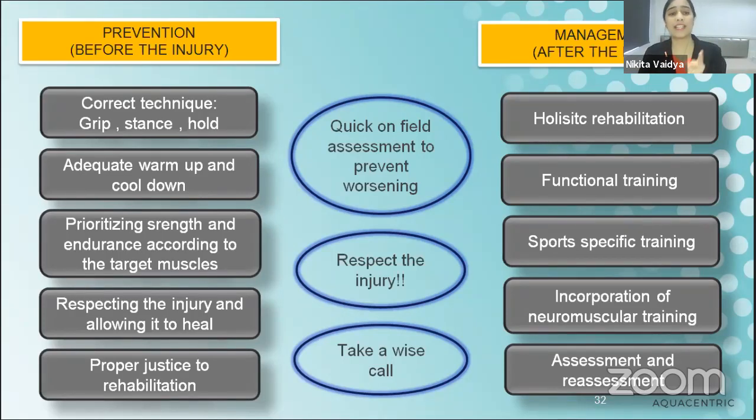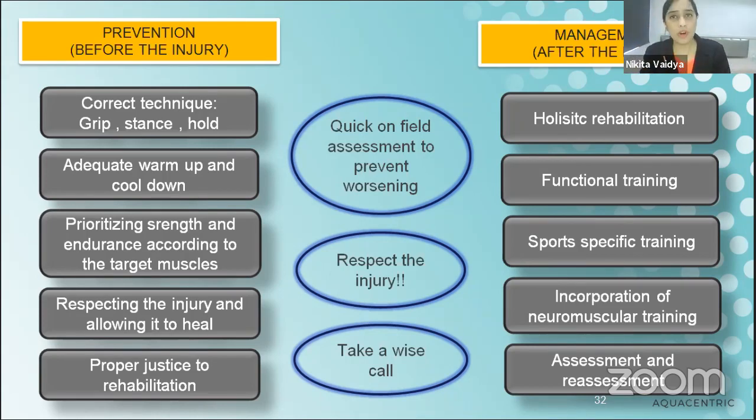Okay? Respecting the injury and allowing it to heal. Every tissue in your body, be it a ligament, a muscle, a bone, or your skin, has a designated time of healing. And that is your body's mechanism that is trying to heal the injury. So you have to respect that phase, you have to respect that period and plan your rehabilitation according to the healing. You need to understand that in the acute phase, there's hematoma, it's resolving, there are new cells coming up, there is alignment of fibers that is happening.